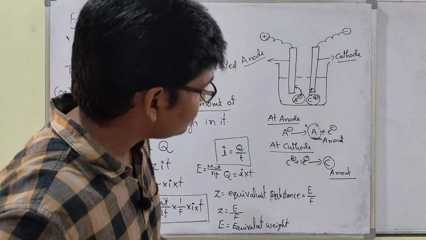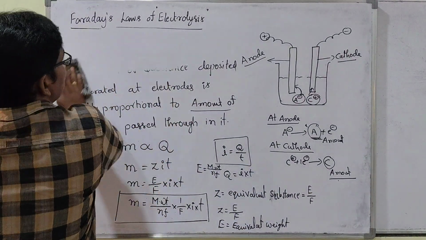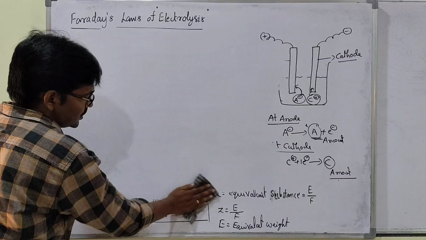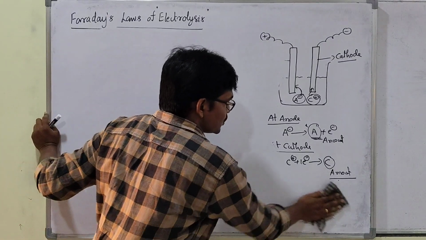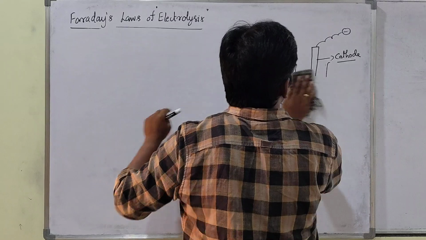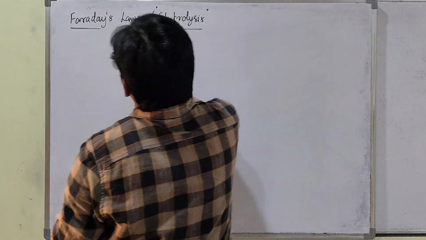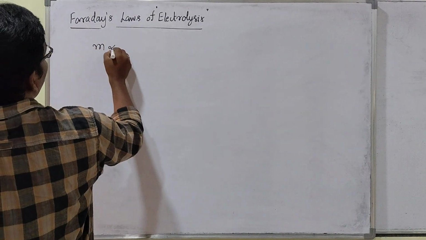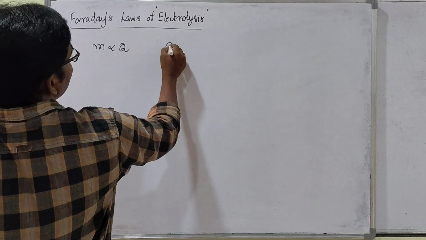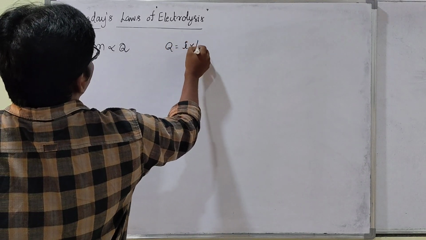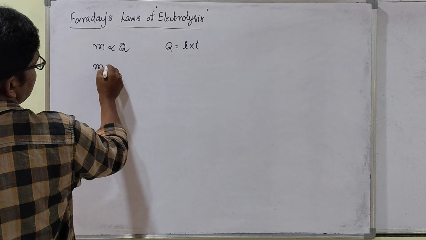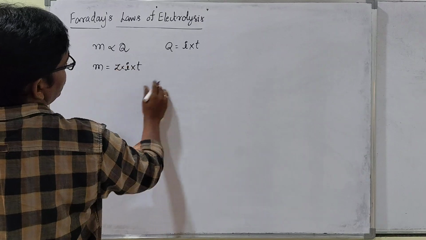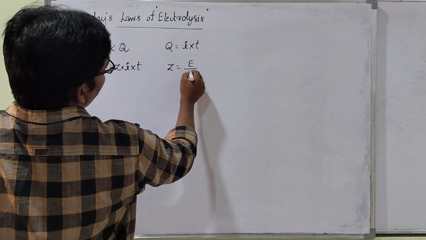So we will see all the terms. What is Faraday's first law? The amount of substance that is deposited or liberated at electrodes is directly proportional to the quantity of current passed through it. So that is the formula. M is directly proportional to Q, and Q is nothing but I into T. Then with the proportionality constant Z, M equals Z into I into T. Z is nothing but equivalent weight divided by Faraday.